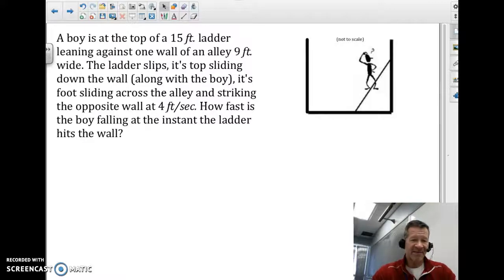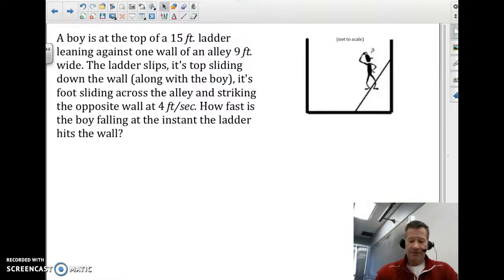A boy is at the top of a 15-foot ladder leaning against one wall of an alley 9 feet wide. The ladder slips, its top sliding down the wall along with the boy, its foot sliding across the alley and striking the opposite wall at 4 feet per second. How fast is the boy falling at the instant the ladder hits the wall?